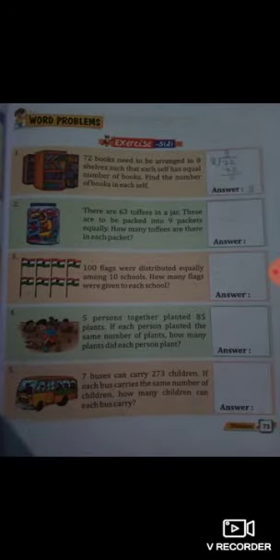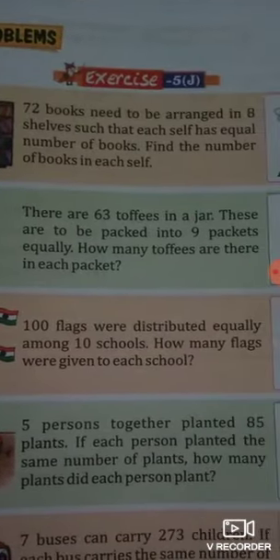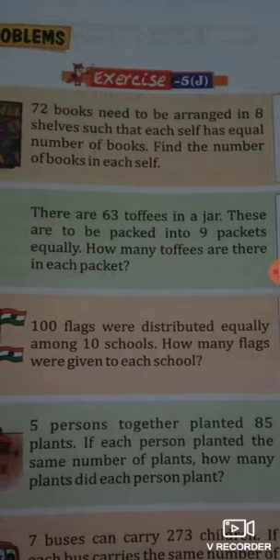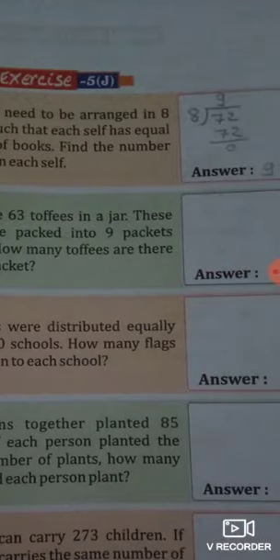Next exercise, exercise 5J, and first question is, 72 books need to be arranged in 8 shelves such that each shelf has an equal number of books. Find the number of books in each shelf. To determine the answer of this question, we have to divide 72 by 8. We know that very well, 8 nines are 72. So we will write 9 in the ones place of the quotient, and we will write 72 below the 72. Now we will subtract 72 from 72, then we will get 0. So our answer is 9 books.